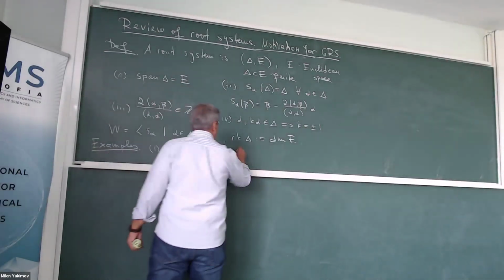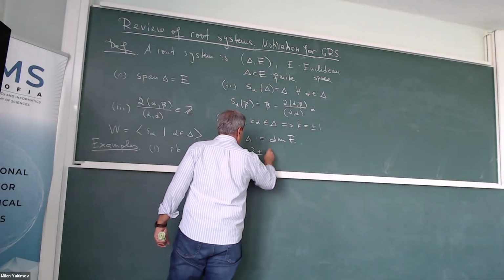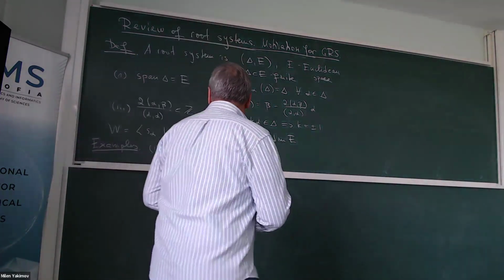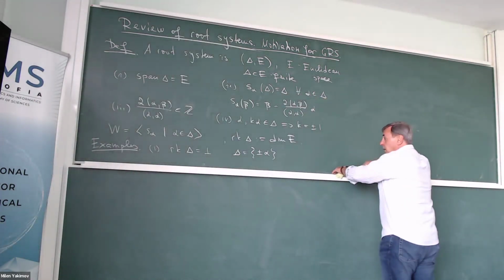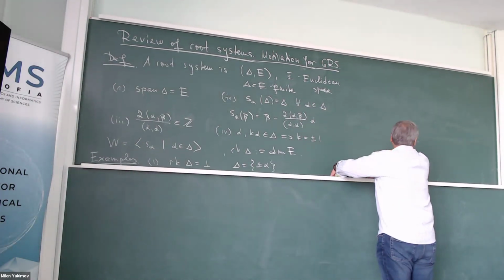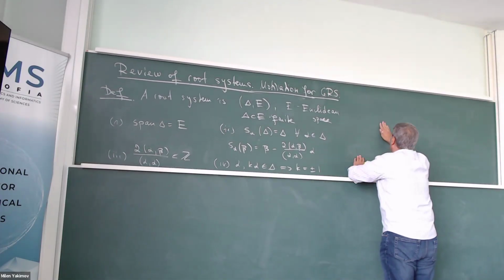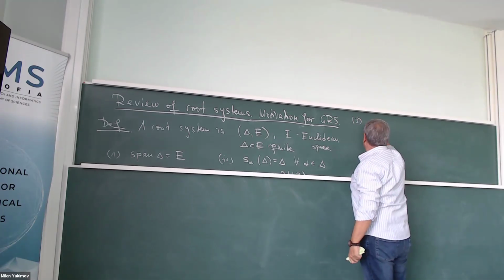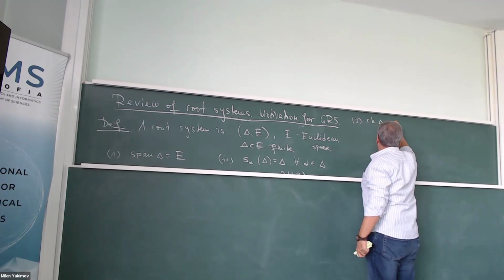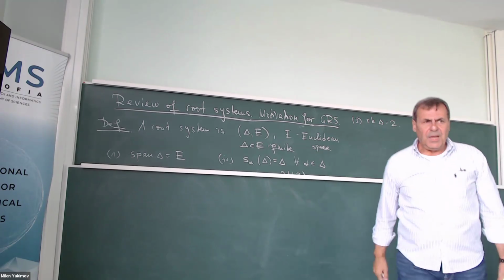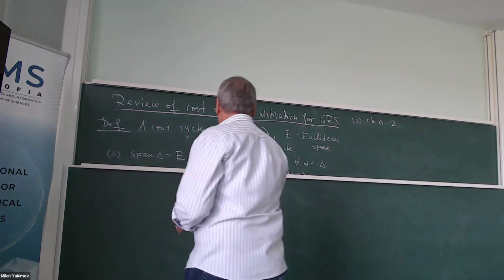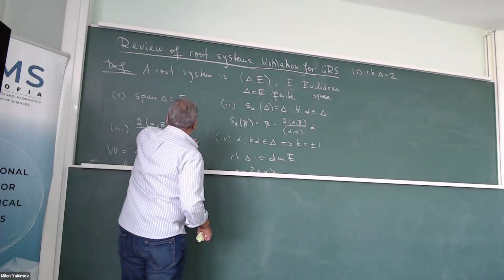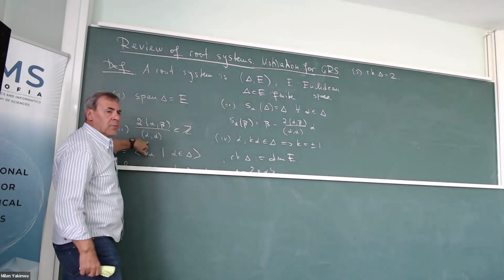So delta must be plus or minus alpha. That's not very interesting. So this is a full classification of all root systems of rank 1. I don't know whether we should count this as an achievement, but it is the first step. Second, if the rank of delta is 2, a little bit more work is required. However, the crucial property is here.